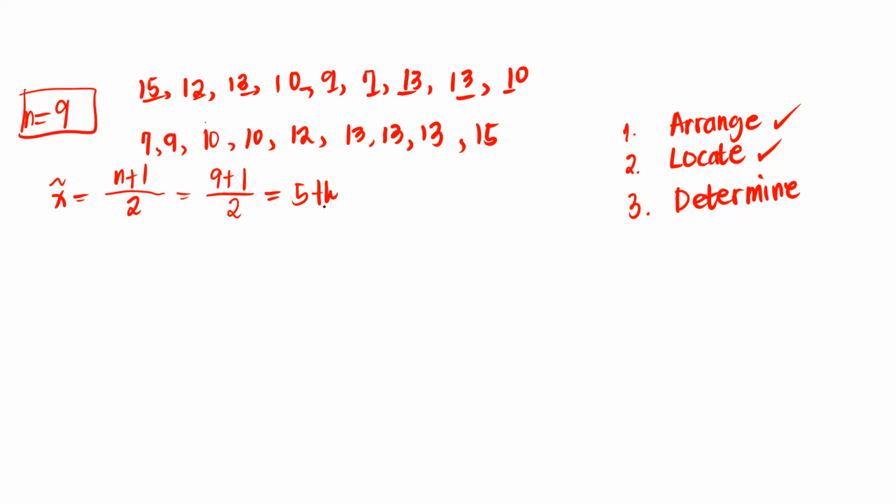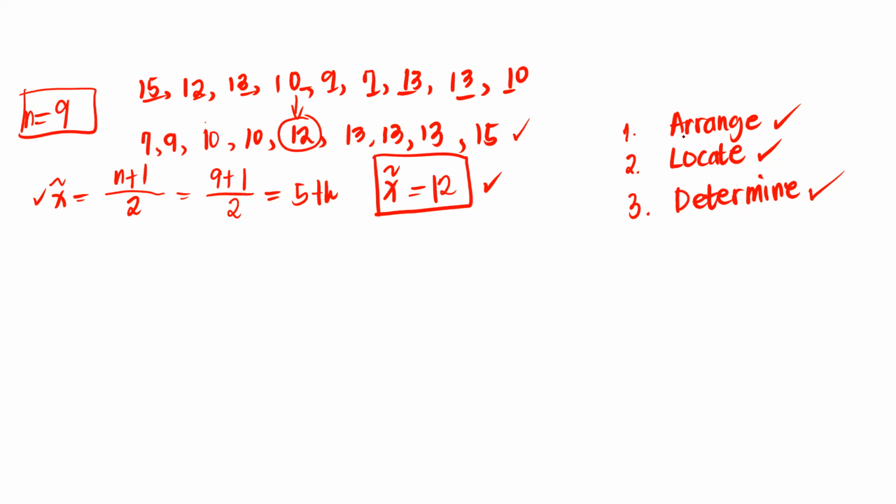Hindi pa yun yung median natin, but we are still locating the data. Okay? Then after that, we can now determine which of the following is the 5th data. So yung pang-lima natin ay 12. Okay, so 1, 2, 3, 4, 5. So this is the middle score. So our median is 12. So after we arrange, we locate, and then we determine. Okay, so these are the steps that we do for us to get the median of a given data.